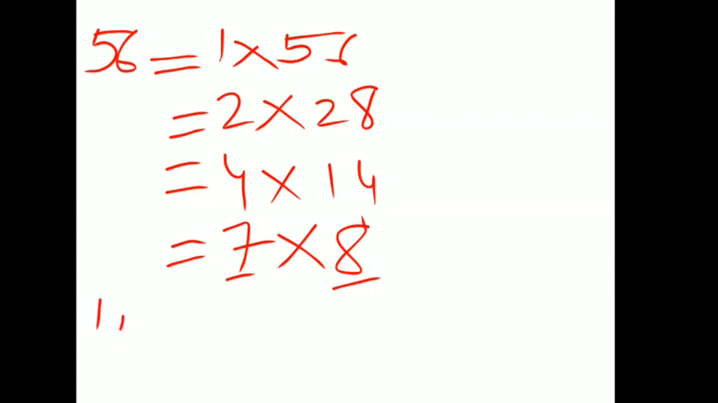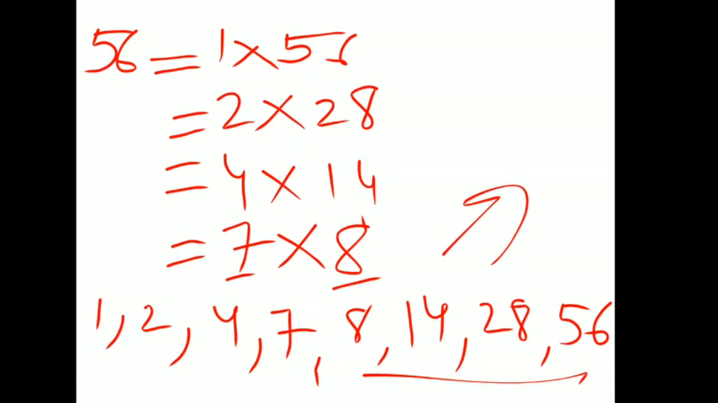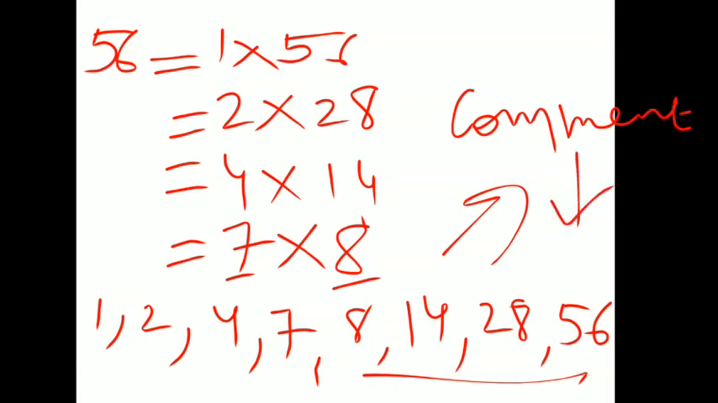So the factors of 56 are 1, 2, 4, 7, 8, then 14, then 28, and at the last 56. So these are the factors of 56: 1, 2, 4, 7, 8, 14, 28, 56. If I am missing any factor, just comment below and tell me, sir, you are missing that factor.